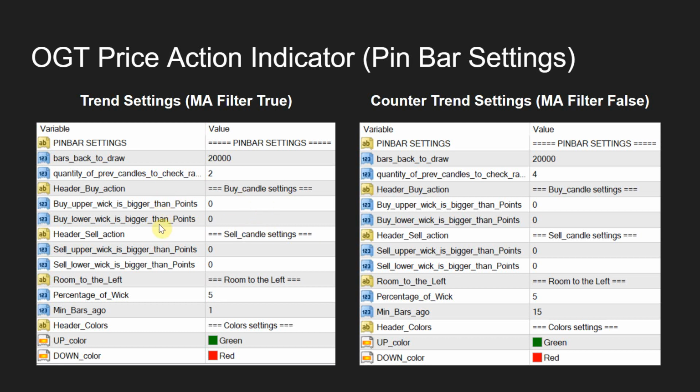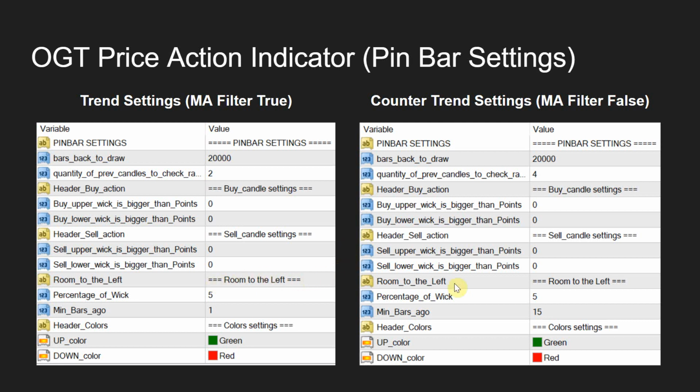Now, the next section is where you can actually set in points how big you want the upper and lower wicks to be. And again, I personally don't use them, which is why for the buy and the sell, the wicks are zero. But you can do that. So if you want to have an upper wick that is 20 pips, so 200 points, you can set that in here. I personally don't use it, but it was put in there because of feedback that I've had, and I know some people that do use this. But again, it's there as a feature if you would like to use it.